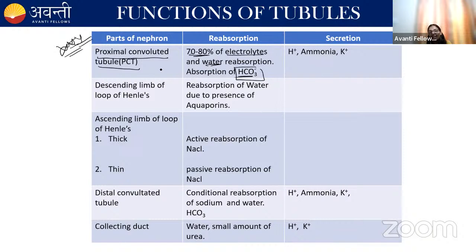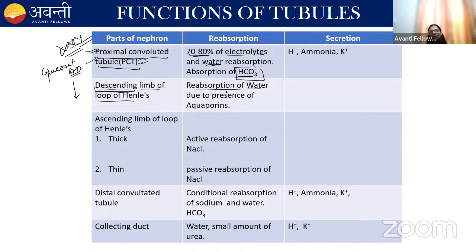Bicarbonate ions are reabsorbed by the PCT, and also the glucose and amino acids are reabsorbed in the PCT. That is why we call that essential reabsorption takes place in PCT. Second is the descending limb of loop of Henle, because it is moving downward. That is why we call it descending limb of loop of Henle.